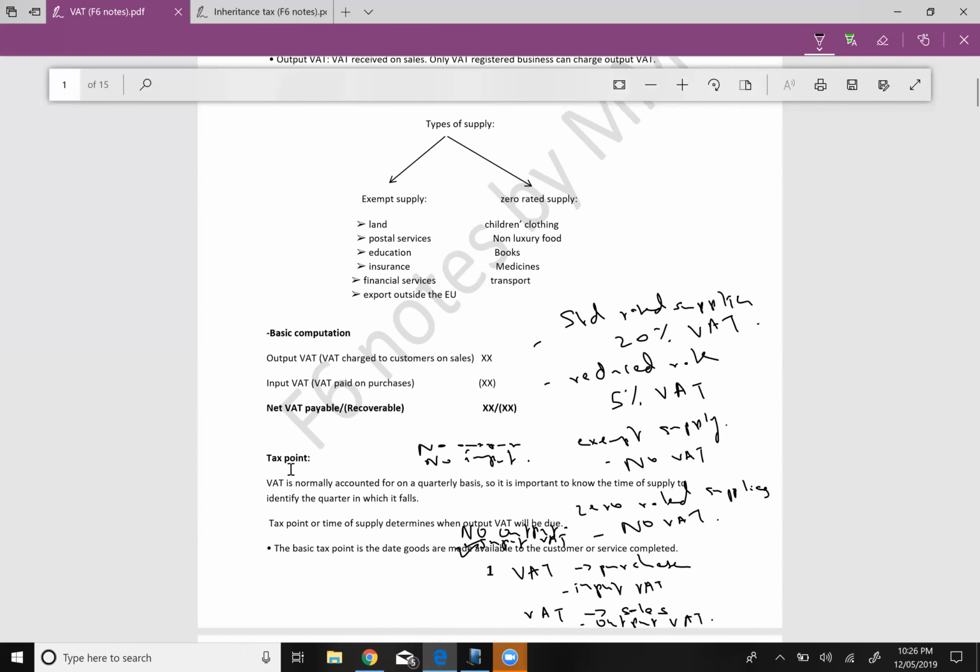Now just look over here. Tax point means at what point output VAT should be charged. In tax point, we are trying to determine at what time your output VAT should be charged.